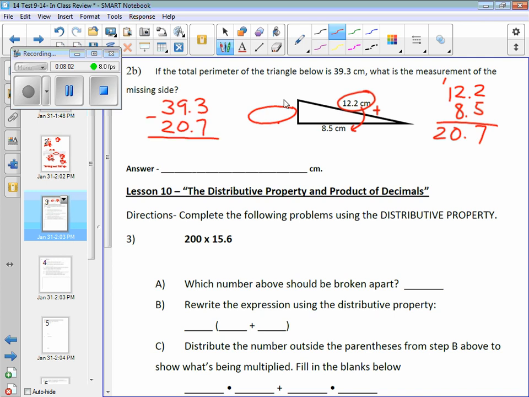We have to borrow. That's going to create 6/10. 8 take away 0 is 8. 3 take away 2 is 1. And our answer for that missing side is 18.6 centimeters.